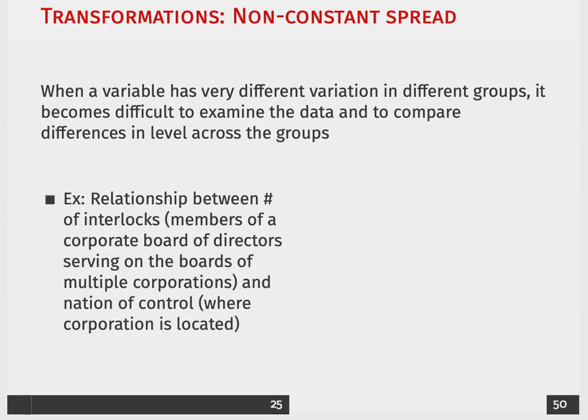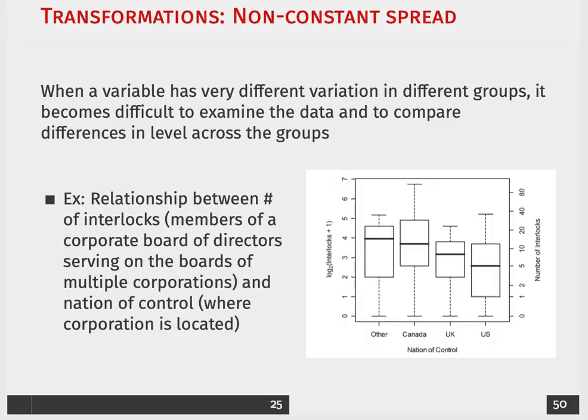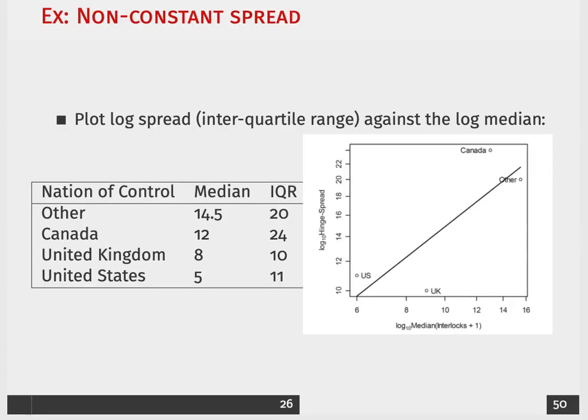And so here's an example where we have the relationship between the number of members of a corporate board of directors that are serving on multiple corporations, and then the nation of control where the corporation is located. And so we can see that there's pretty different variation between the different countries in our sample.